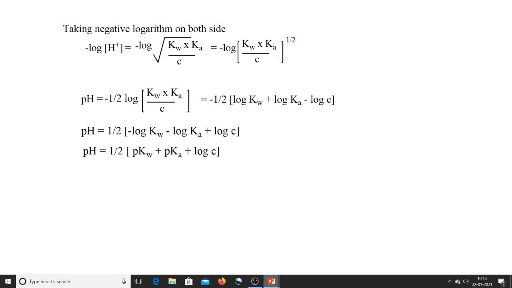So today we have seen the salt hydrolysis of strong acid and strong base, and we have seen the second type, the hydrolysis of salts of weak acid and strong base. And in the next lecture we will see the remaining two types of salt hydrolysis. Okay, thank you.